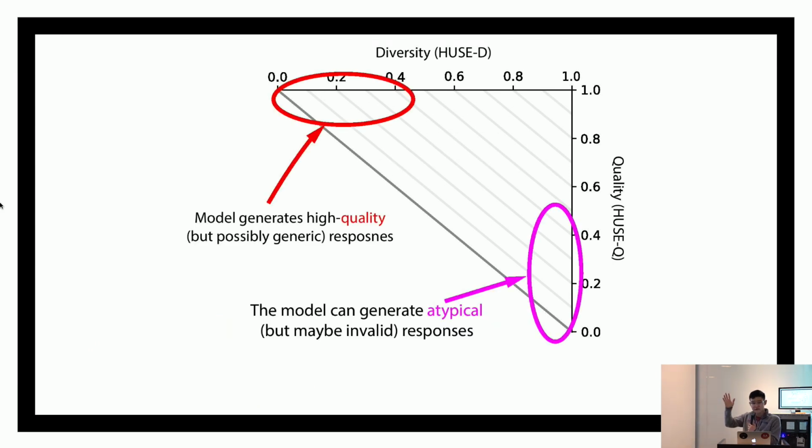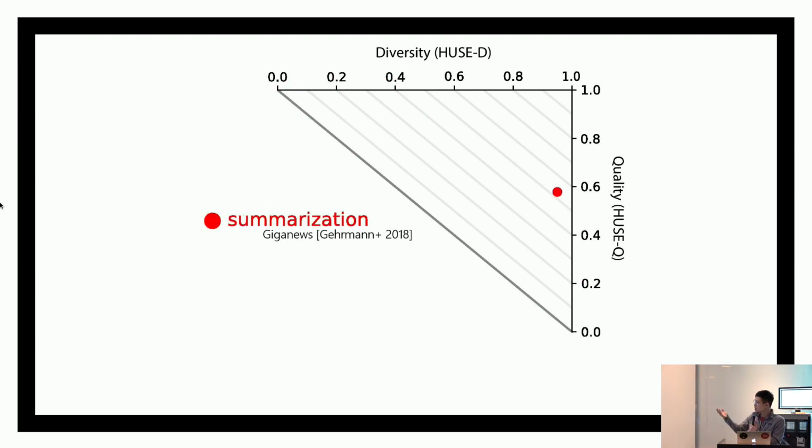Models on the upper left of this spectrum will generate high quality responses, but perhaps at the cost of being a little bit under-diverse or generic. Models on the lower right will be quite diverse, but unfortunately may generate invalid or ungrammatical responses once in a while.